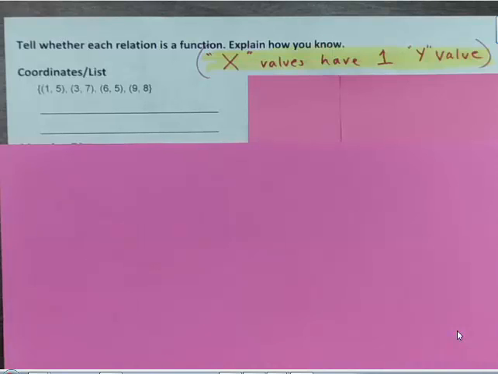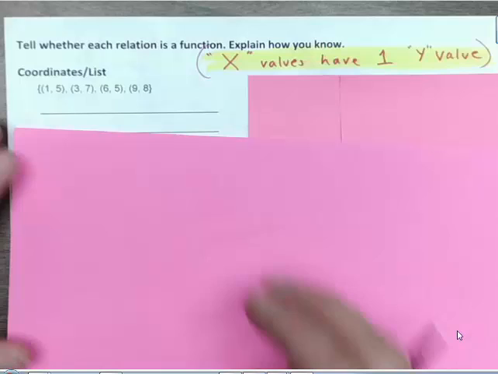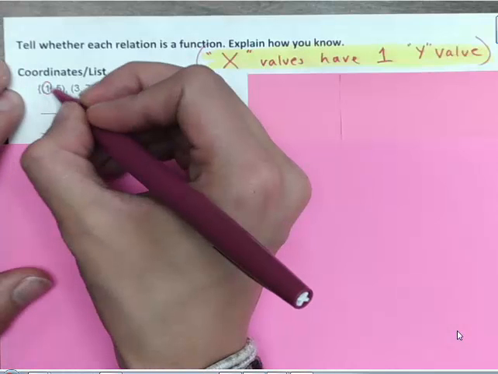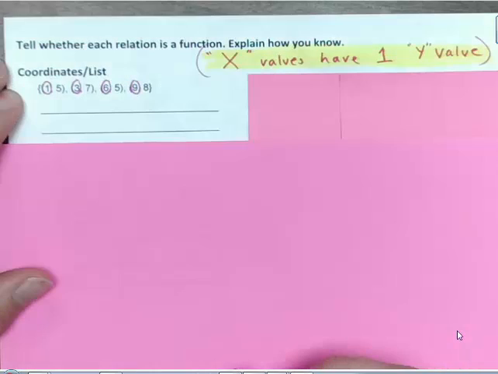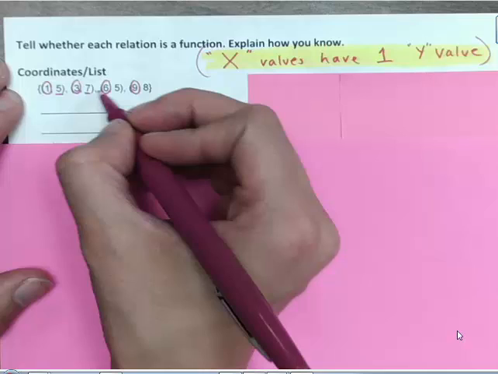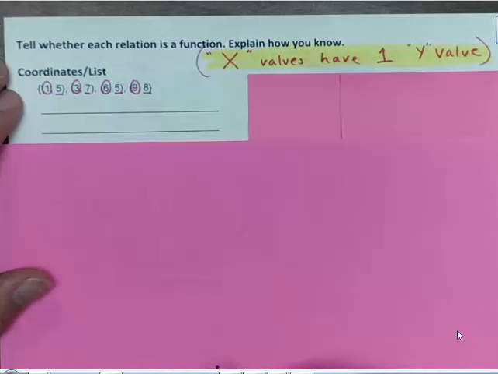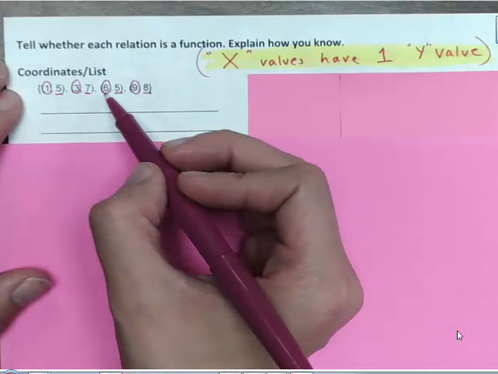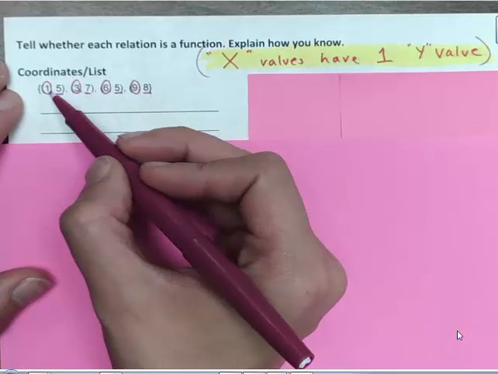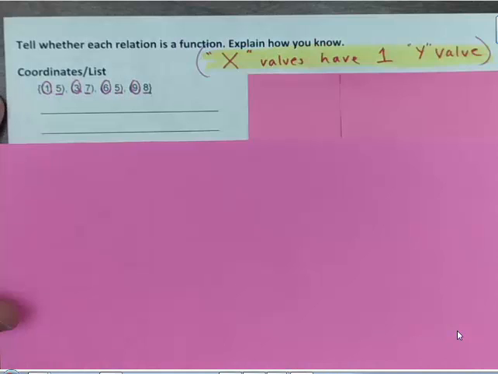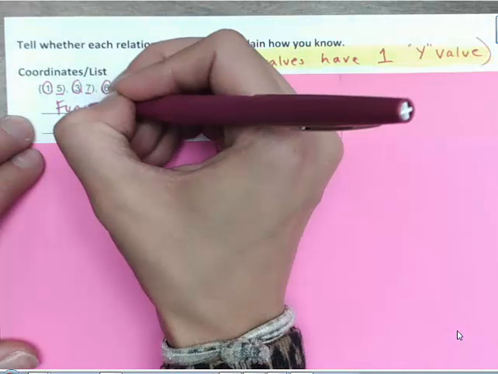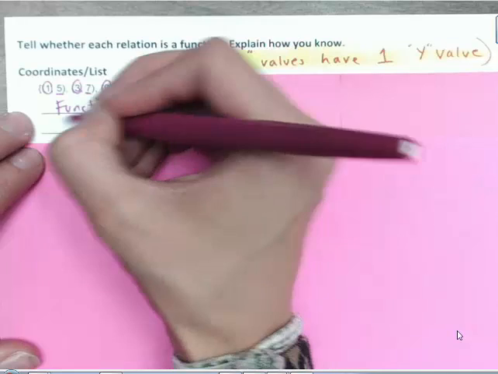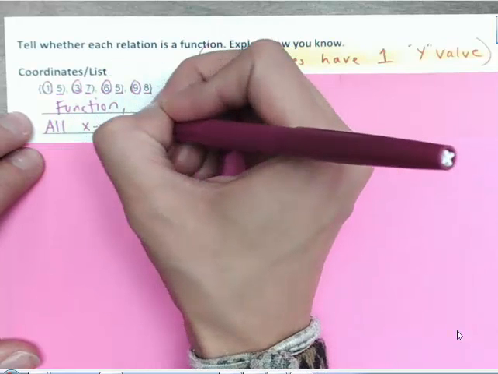Looking at this first coordinate or list, I need to identify if it's a function or not. So I need to look at my x values and see if all the x values have one y value. My x values are 1, 3, 6, and 9. My y values are 5, 7, 5, and 8. So do all the x values have a y value? Yes, they do. The 5s are the same, however, the x value has that one y value, so that's okay. So this would be considered a function, because all the x values have one y value.